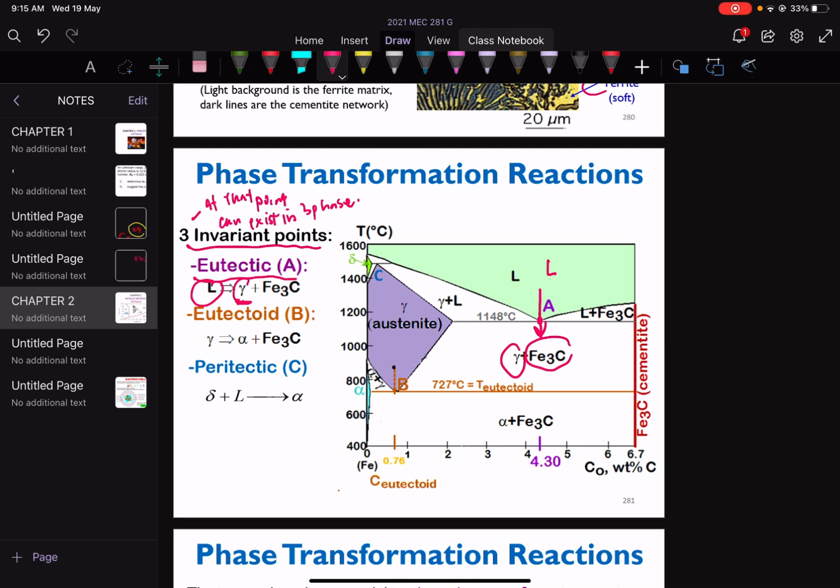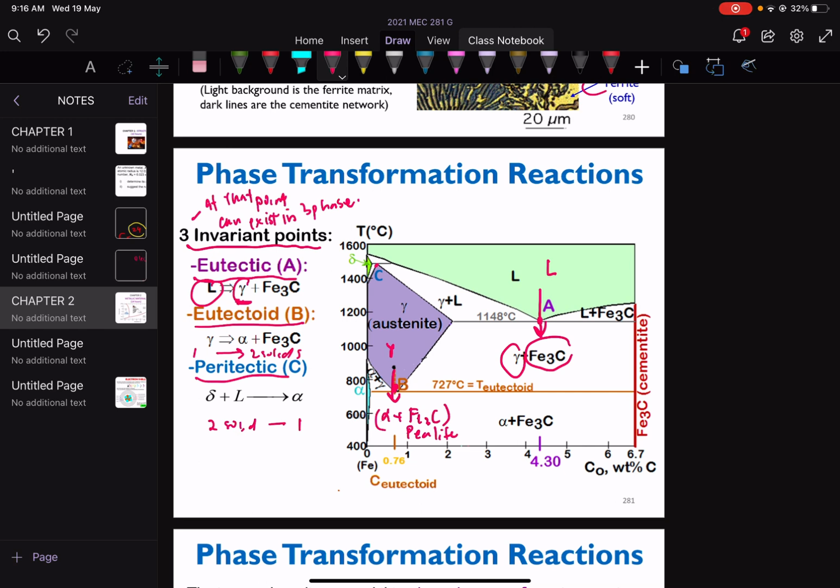And then at B, we also have another reaction, which is eutectoid. In eutectoid, one solid transforms into two other solids. So in this case, the reaction is from gamma austenite, it will become alpha plus cementite, or pearlite. And then the next invariant point is peritectic at C. Here, the transformation is from two solids into one solid.